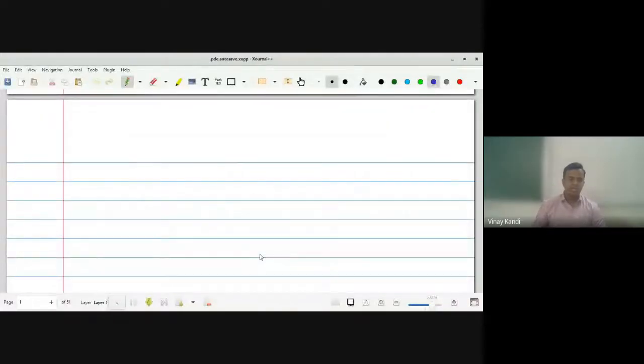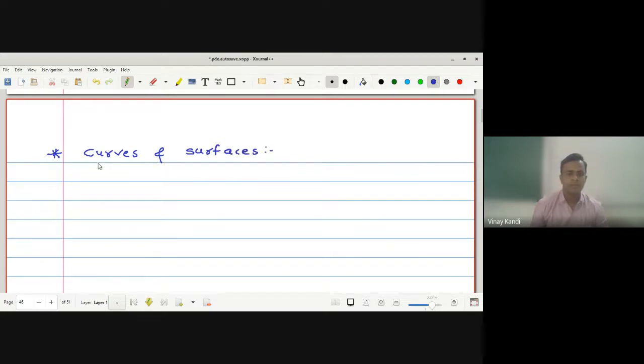Before going to the second method to solve the PDE, we will discuss what is the equation of curves and surfaces. Look at here. Equation of curves and surfaces. What are the curves and surfaces in 3D space? Tell me, what is the equation of a curve in two-dimensional space?